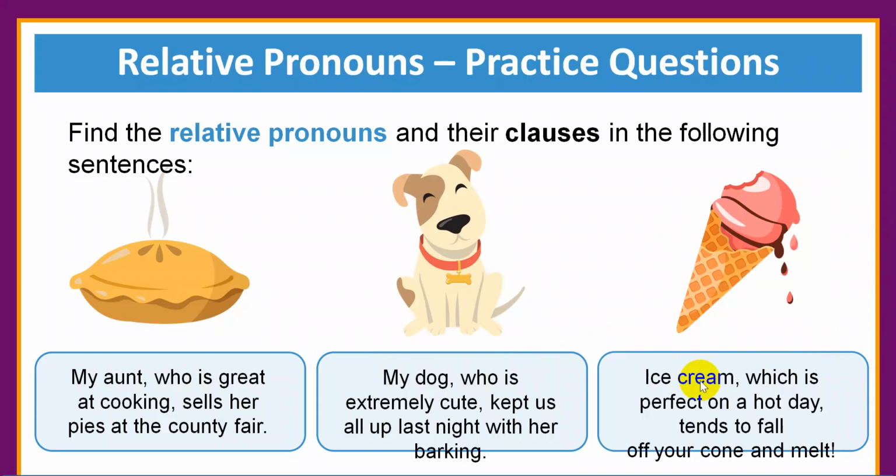Ice cream is the noun. Which is the pronoun that refers back to ice cream. So the relative pronoun is which, and which is perfect on a hot day, the whole part that follows the relative pronoun, is the relative clause. Now we have finished the lesson.